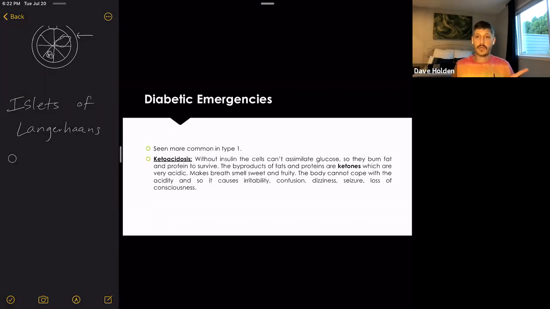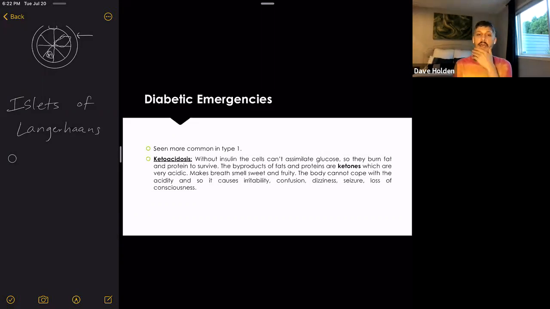So this would be a medical emergency. Ketoacidosis requires a trip to the emergency room, but it's treatable. They usually recover. It just takes a couple of days to recover from it, but it's usually treatable once you get them to the hospital. I would like to take a brief moment and just delineate this really quickly.